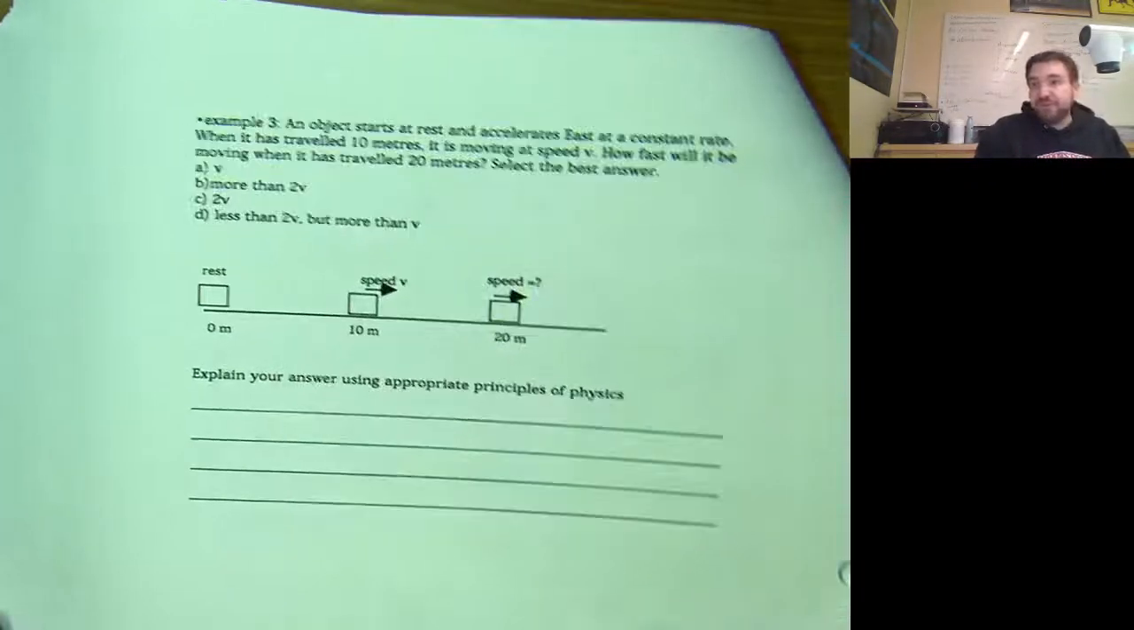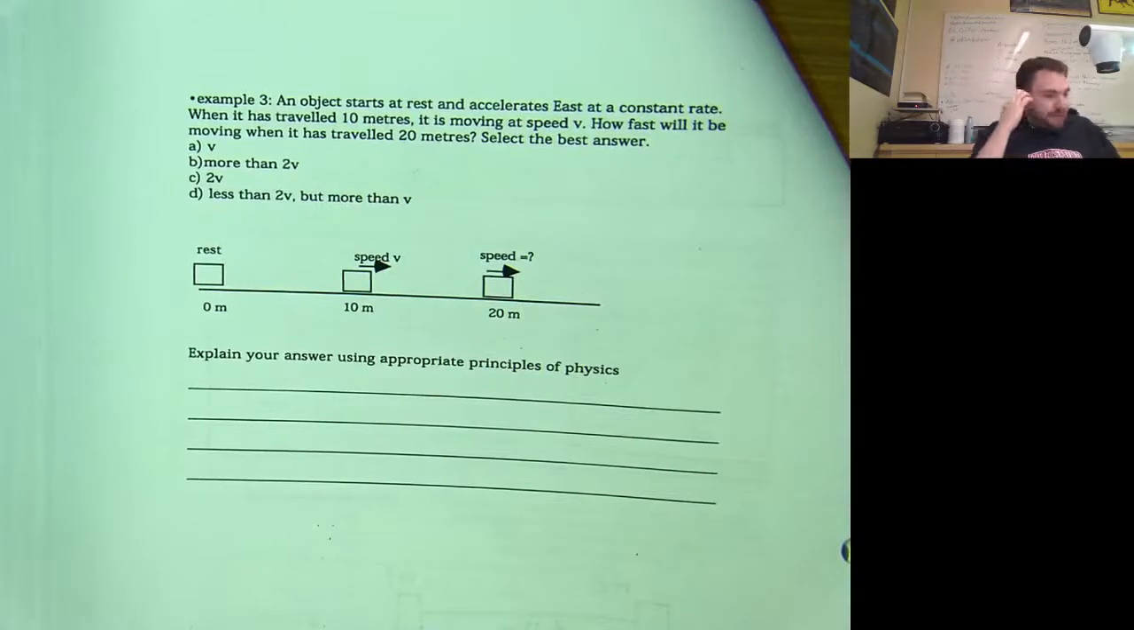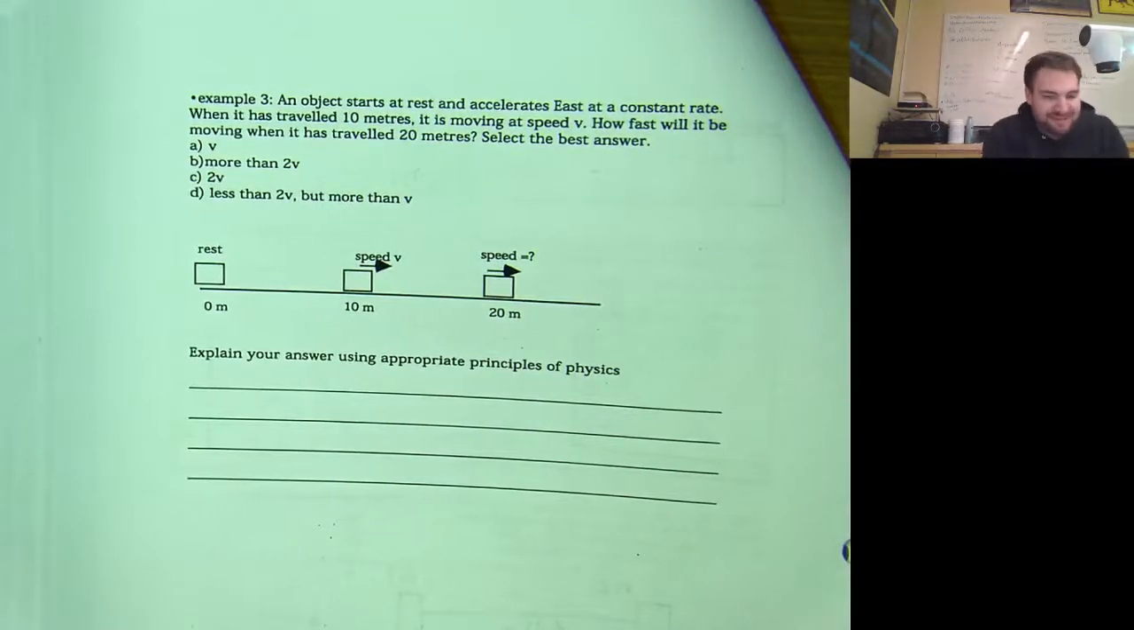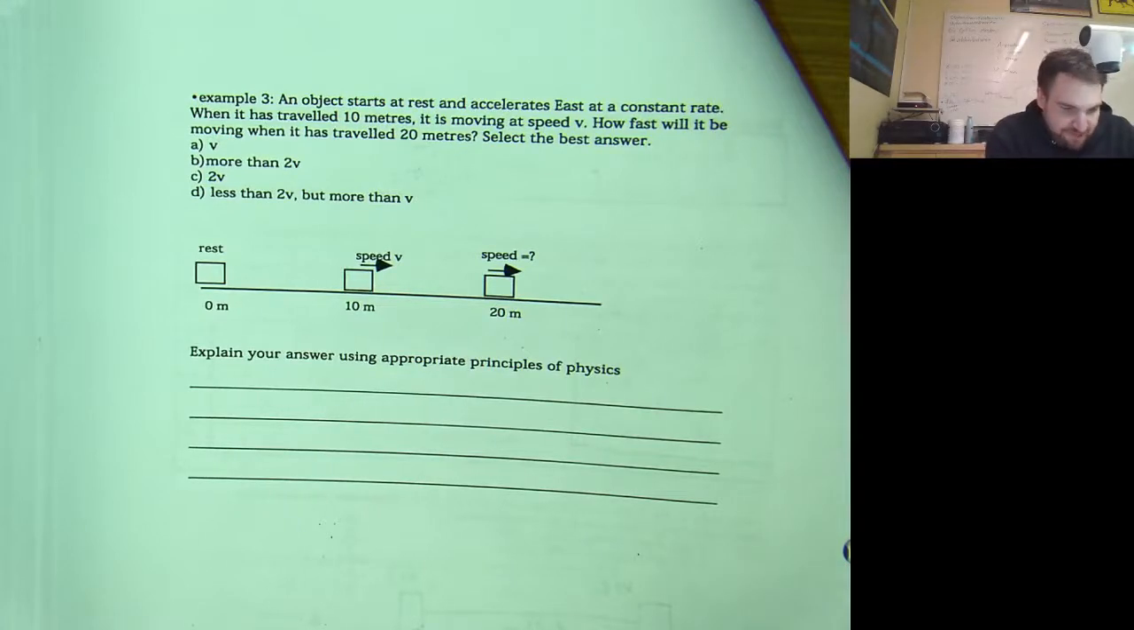So here's a conceptual question for you. An object starts at rest and accelerates east at a constant rate. When it has traveled 10 meters, it is moving at a speed v. How fast will it be moving when it has traveled 20 meters? Select the best answer. Not A, B, C, or D.